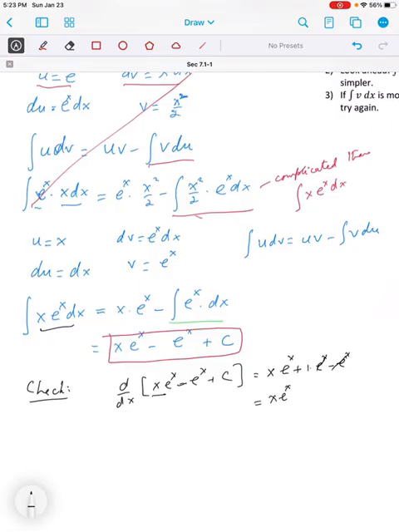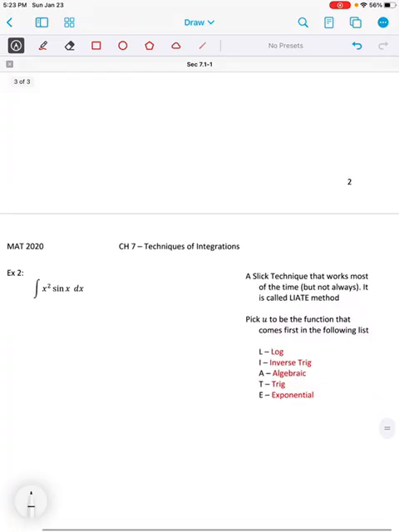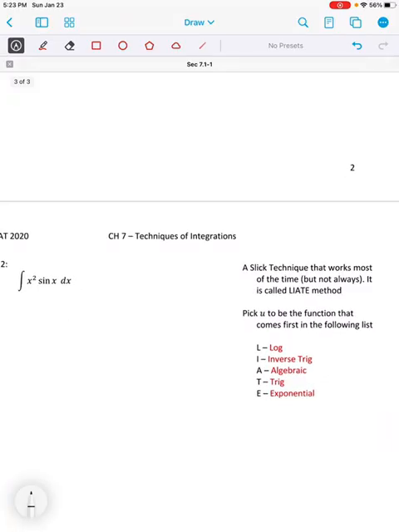So this is how we apply the integration by parts. Now I'm going to show you a slick trick actually, which works most of the time but not always.